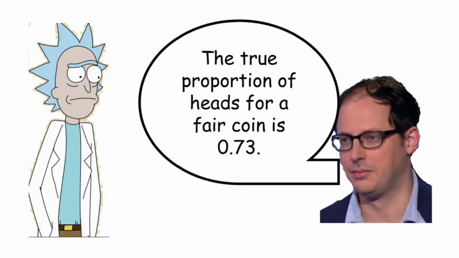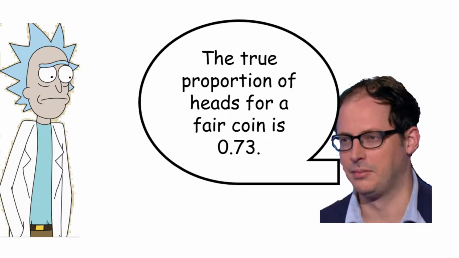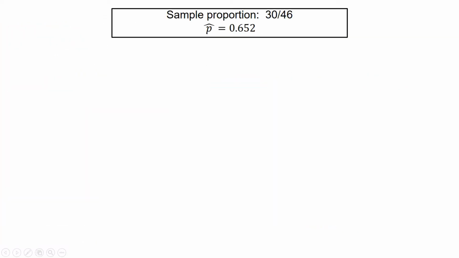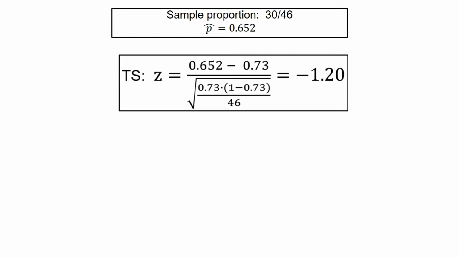Oh, the true proportion of heads for a fair coin is 0.73. Let's evaluate this claim right here. All right, so we are going to evaluate this by flipping some coins. We flipped 46 coins, and we got a statistic of 0.652. Now the question is, how far away from the claim is this? Is it far enough away to reject the null hypothesis?